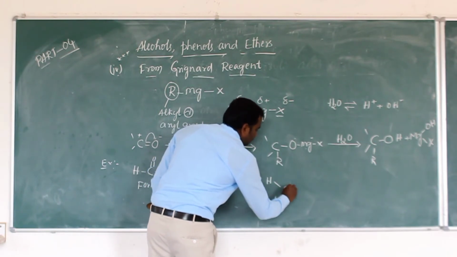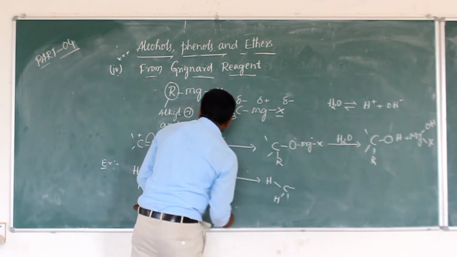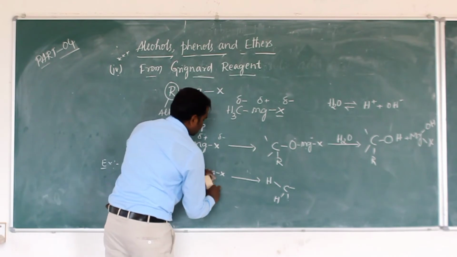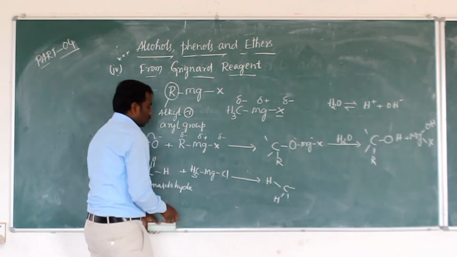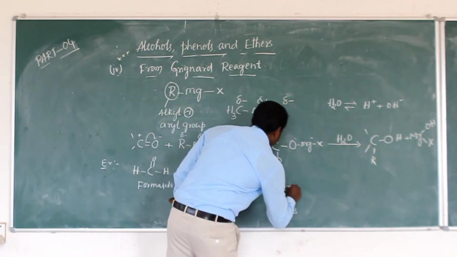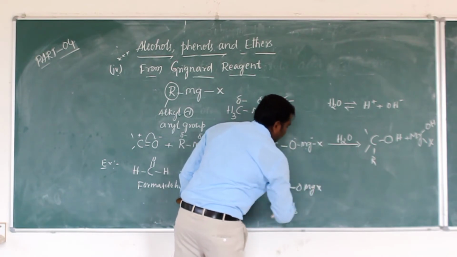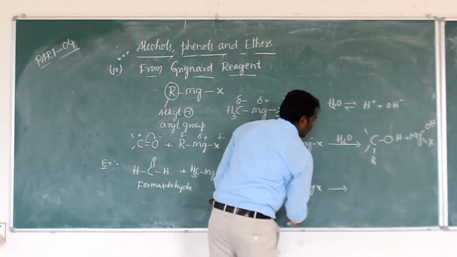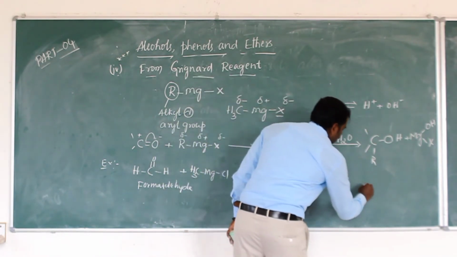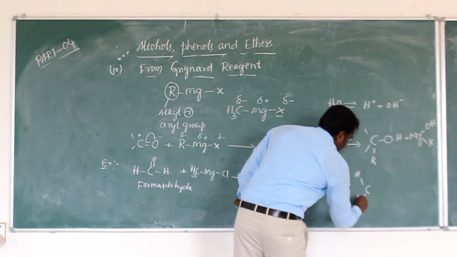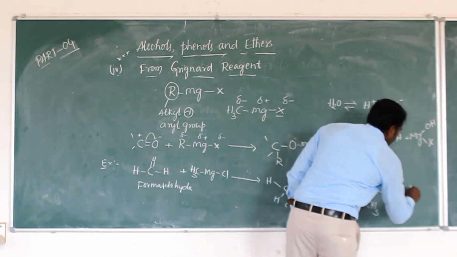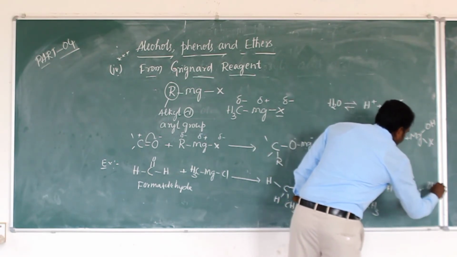This is the carbonyl group, where this R is replaced by methyl, and here X is replaced by Cl: methyl magnesium chloride, CH3 MgX. Again, this reagent is used with the carbonyl group. When it reacts, what will form? H, H, this is CH3, here OH, plus Mg(OH)X.